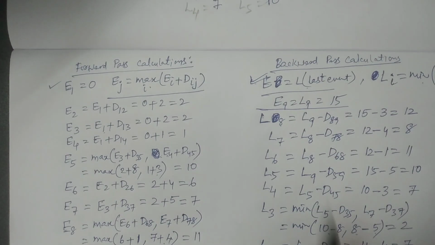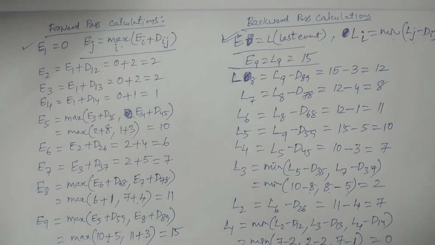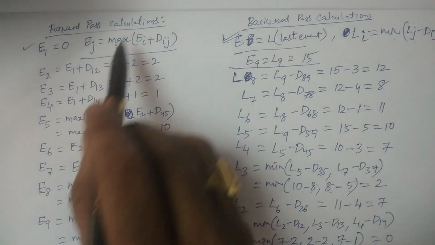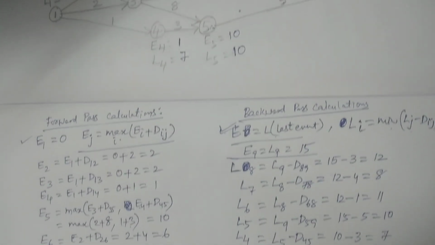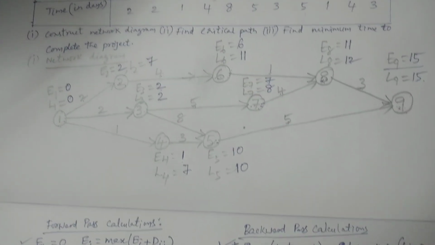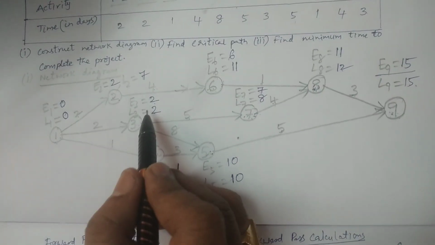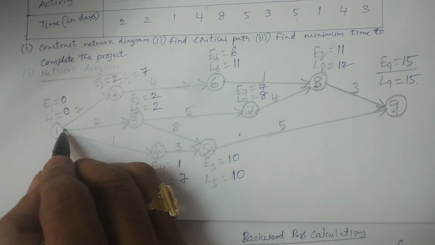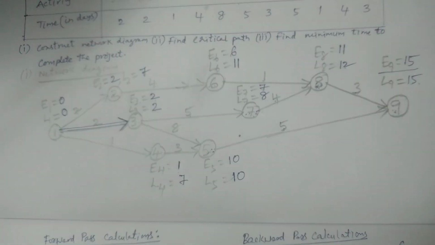Clear? So finally, we got the values from L9 to L1. This is what is called backward pass calculation. From backward pass calculations, we have calculated L values, and from forward pass calculations, we have calculated E values. The activities for which E is equal to L are called critical activities. You see here E1, L1 equal. Next, E2, L2 are not equal. E3, L3 are equal. Therefore, you connect this with a double line. It is called the critical path.